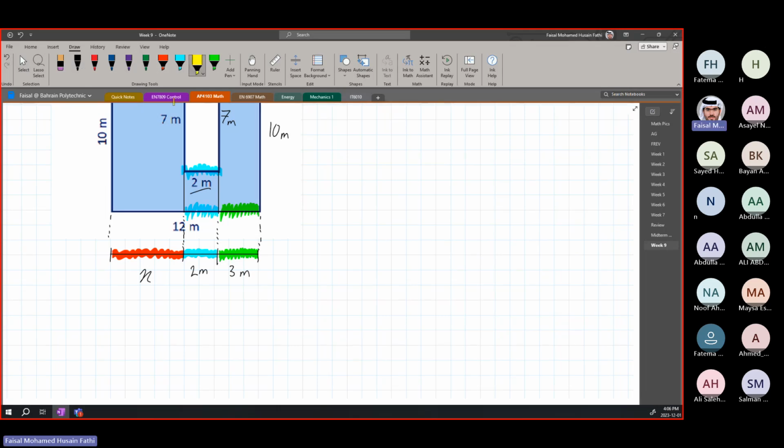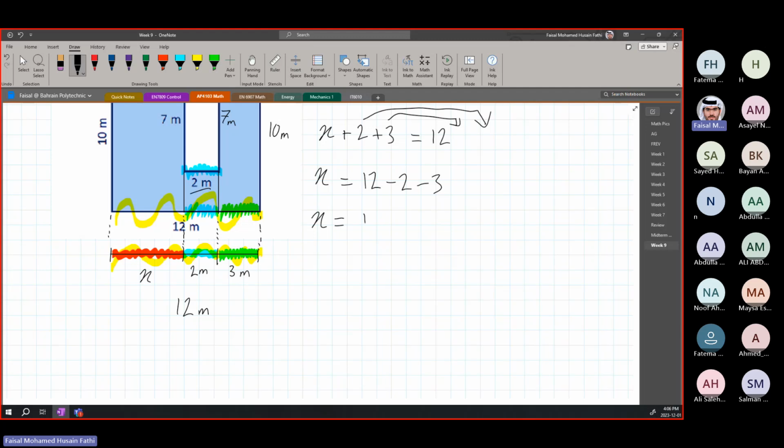And we know that this entire thing is equal to 12 meters. We know that the full side is 12 meters. So if we want to write an equation, x plus 2 plus 3 has to be equal to 12. If we take the 2 and the 3 to the other side, it's going to be 12 minus 2 minus 3. X is equal to 12 minus 5. X is equal to 7 meters. Simple. So we found that x is equal to 7 meters.